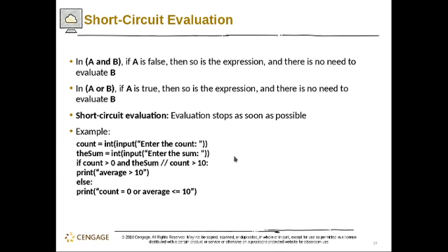So short circuit evaluation. For example, in the A and B statement, if A is false, then so is the expression, so it won't evaluate B. If you have A or B, if A is true, so is the expression, so there is no need to evaluate B. So what does it mean? Because remember, the OR statement specifies that either A or B is true, so if A is already true, the whole statement is already considered true.